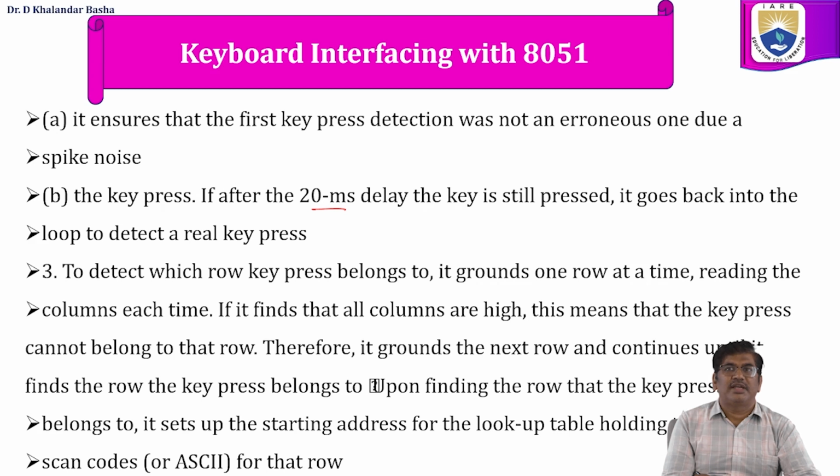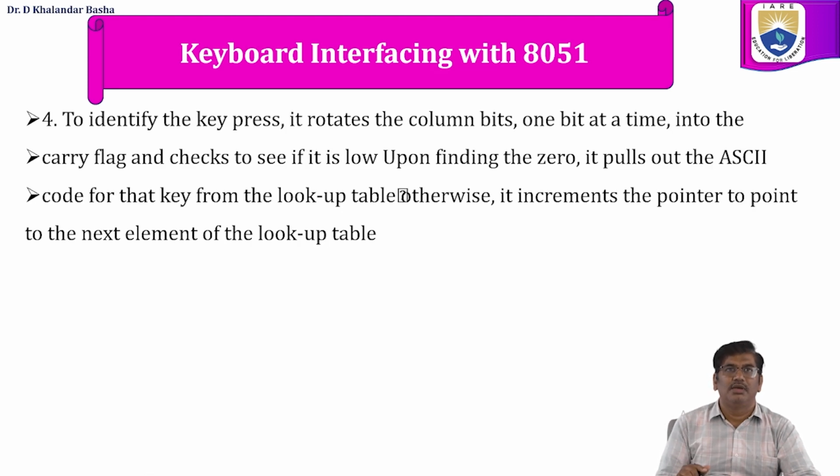Therefore, it grounds the next row and continues until it finds the row the pressed key belongs to. Upon finding the row, it sets the starting address for the lookup table holding the scan codes, or ASCII values, for that row. To identify the key pressed, it rotates the column bits one bit at a time into the carry flag and checks to see if it is low. Upon finding the 0, it pulls the ASCII value code for the key from the lookup table. Otherwise, it increments the pointer to point to the next element of the lookup table.